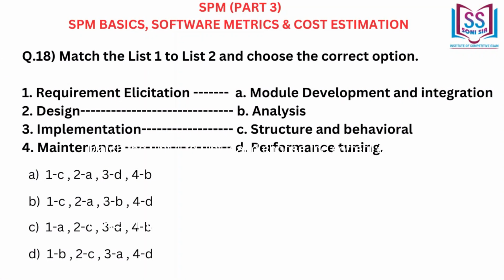Match list 1 to list 2 and choose the correct option. 1. Requirement elicitation and A. Module development and integration. 2. Design and B. Analysis. 3. Implementation and C. Structure and behavioral. 4. Maintenance and D. Performance tuning. Answer D. 1 to B, 2 to C, 3 to A and 4 to D.